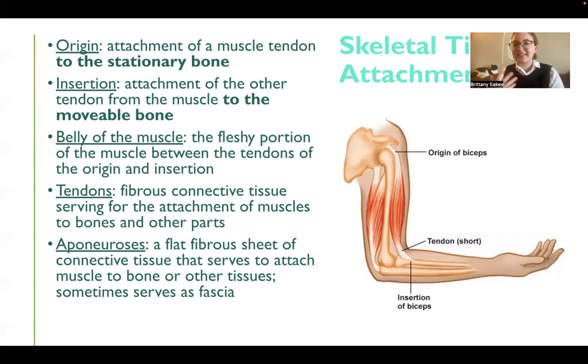We talked about tendons and ligaments and how ligaments connect bone to bone. Tendons connect muscle to bone. So tendons are fibrous connective tissue that serves as attachment of muscles to bones and other parts. And then remember the term aponeurosis, which is a flat fibrous sheet of connective tissue that serves to attach muscle to bone or other tissues. It sometimes serves as fascia. The example of this is the galea aponeurotica, which goes from the frontal bone to the occipital bone.